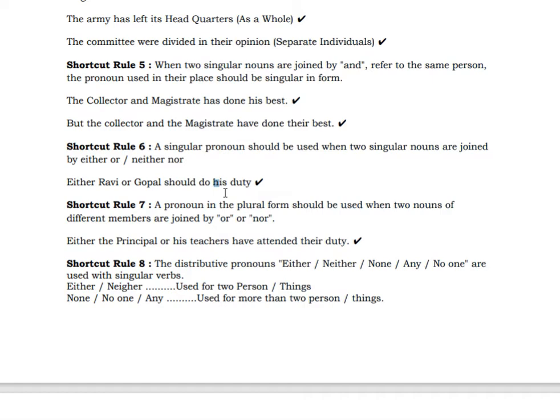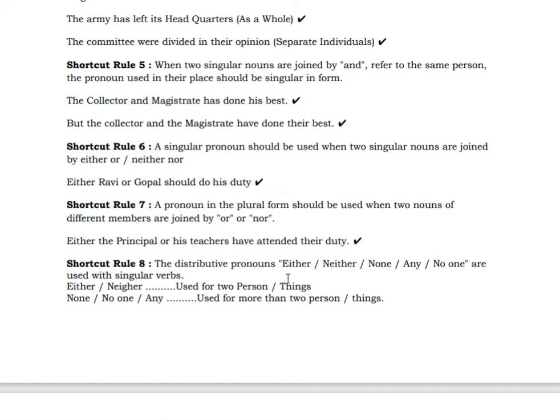A pronoun in the plural form should be used when two nouns of different numbers are joined by or nor. Either the principal or his teachers. So a pronoun in the plural form should be used when two nouns of different numbers are joined. Here the teacher is plural, so a plural verb is there. Plural pronoun will come: they are. So be sure what the verb form is, and then based on that you can use the form of the pronoun. Okay. Let's go to next now.